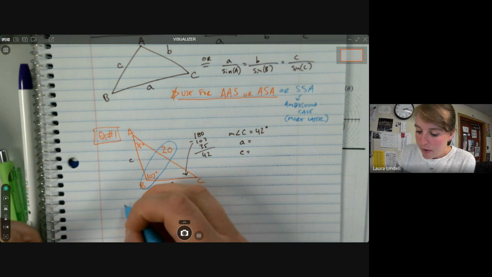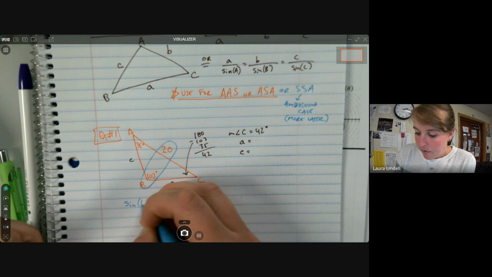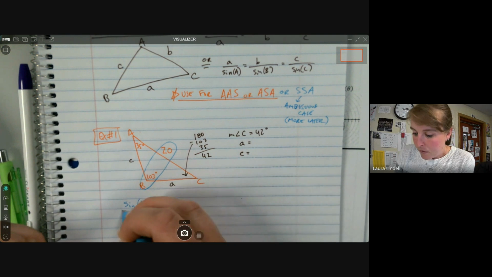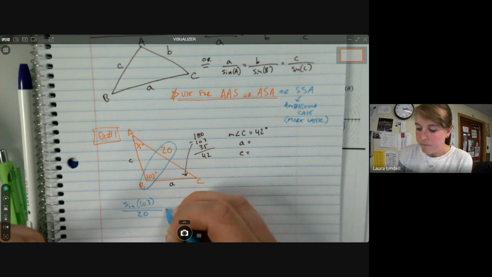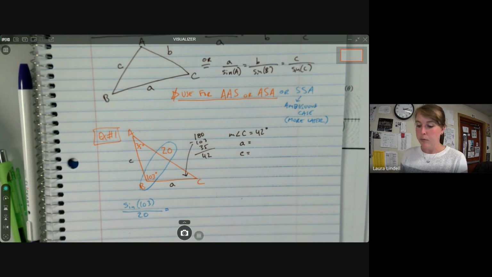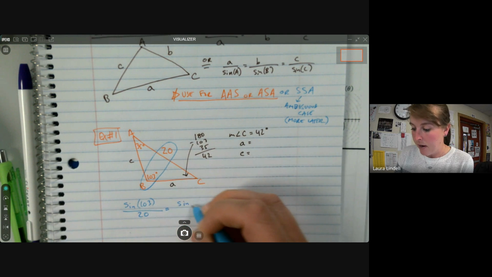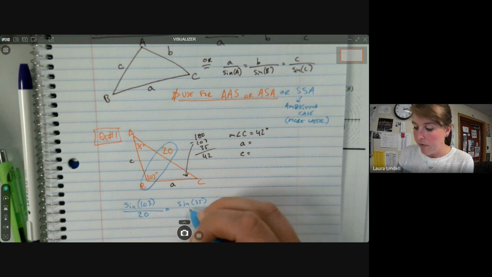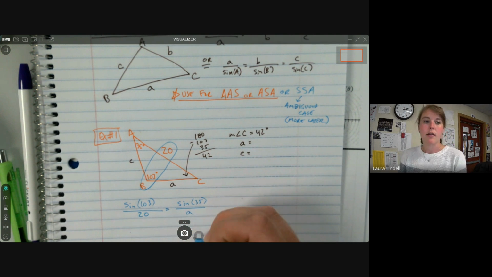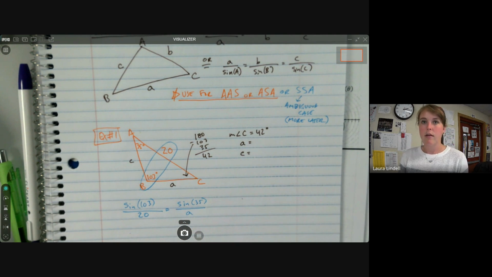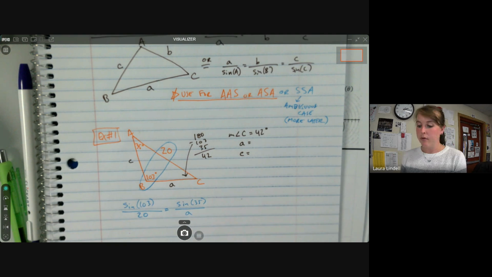We're going to go sine of 103 over 20. And that's going to be equal to, let's do sine of A over a. But sine of A is going to be sine of 35, since angle A is 35 degrees, over a. All right. So when you're solving something like this, just a reminder that all you have to do is cross multiply.